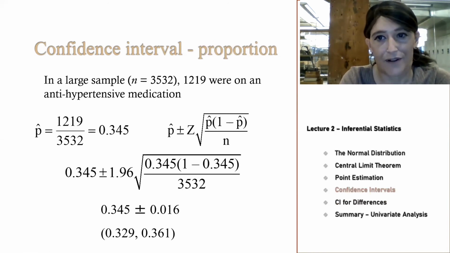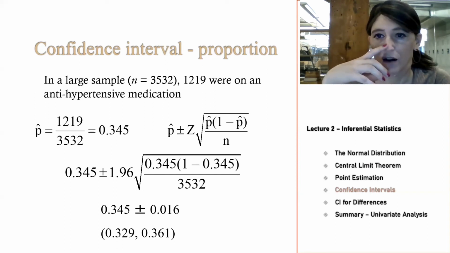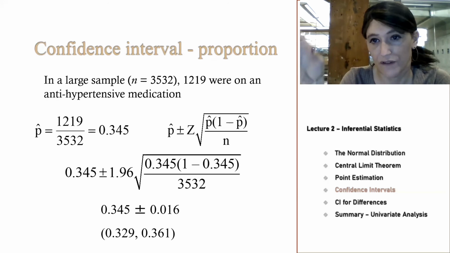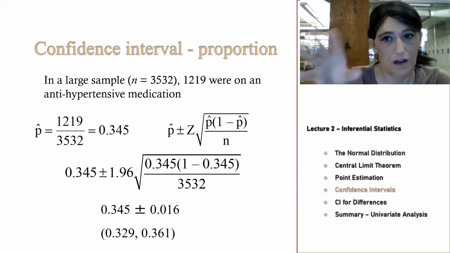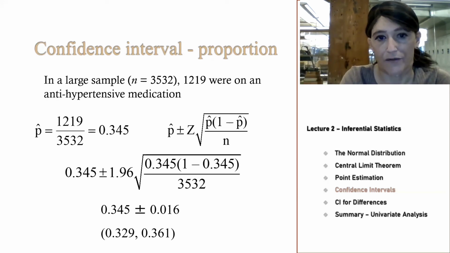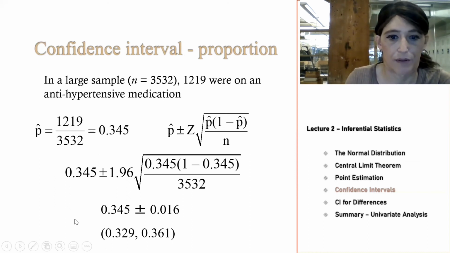We don't have a measure of variance with a proportion. However, how far or how close it is to 50% versus 0% and 100% will have some influence on the size of the confidence interval. What's most important for the confidence interval of a proportion is the sample size. So we can see in this example, we've got 0.345 plus or minus 0.016.